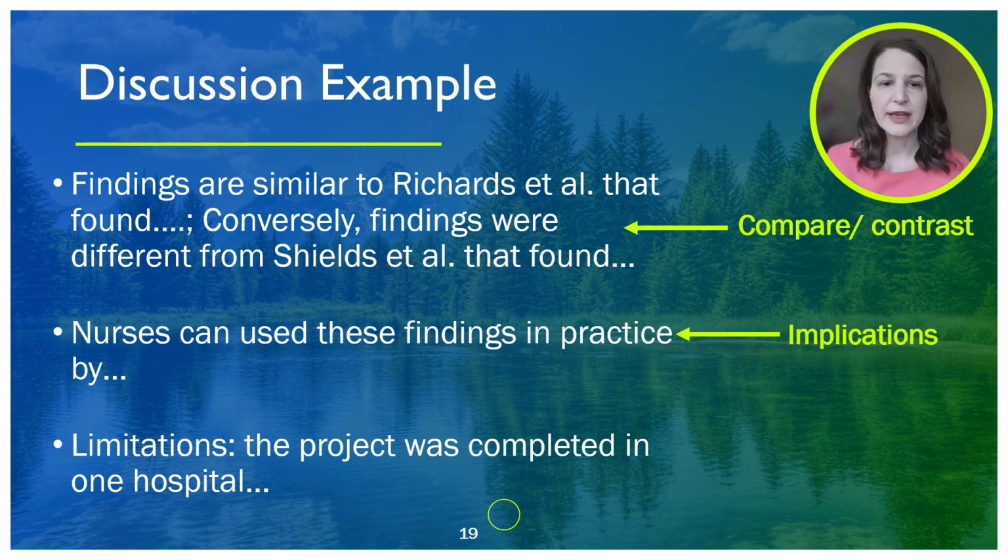It's helpful to provide an interpretation of the findings and implications, which should be geared towards the readership of the journal. So for those reading the article, what should they do with the information? Lastly, the discussion section includes a limitations paragraph. This may include things such as the project being completed at one particular hospital, which may limit transferability of findings.